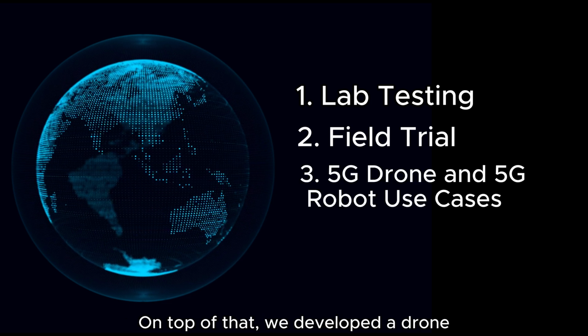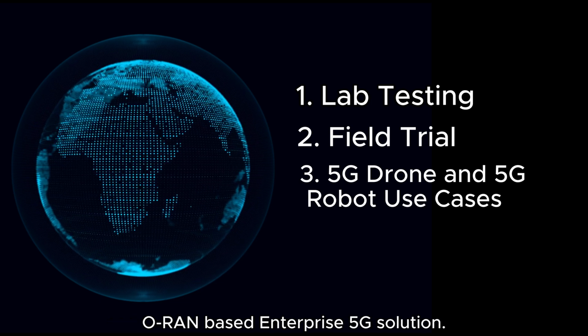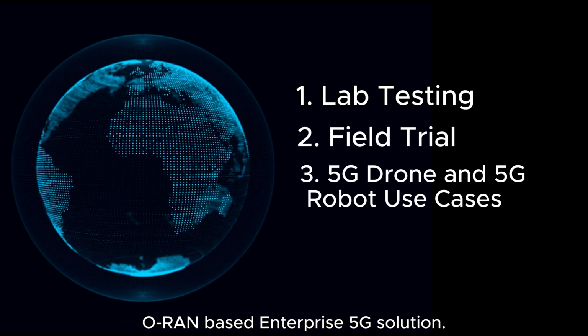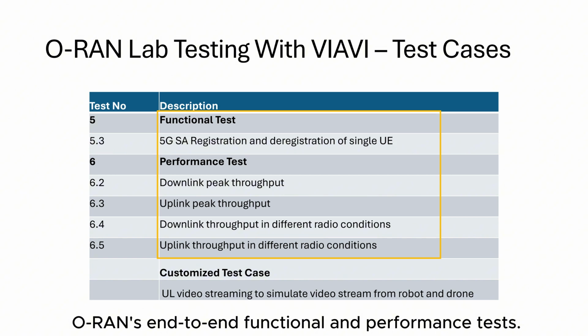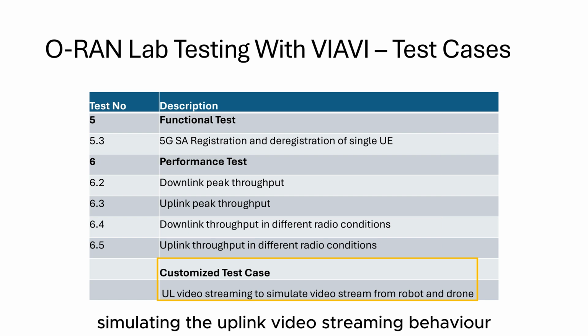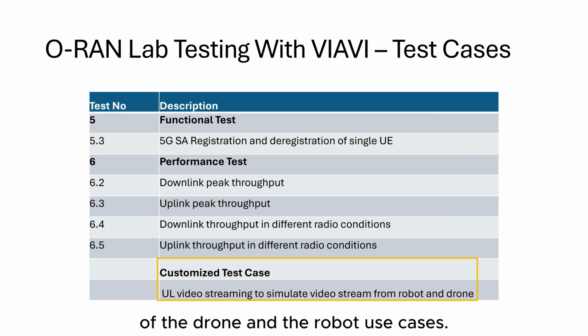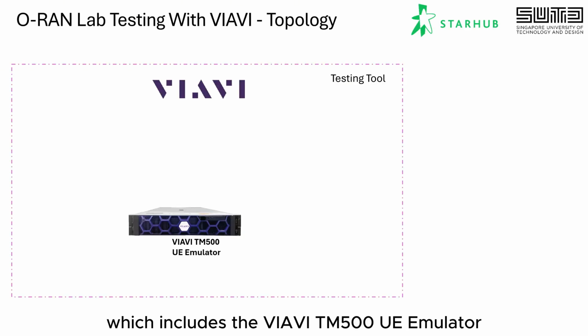On top of that, we developed a drone and a robot use case that are running on the ORAN-based enterprise 5G solution. Firstly, for the lab testing, we conducted selected test cases from ORAN's end-to-end functional and performance tests. On top of that, we performed a customized test, simulating the uplink video streaming behavior of the drone and the robot use cases.